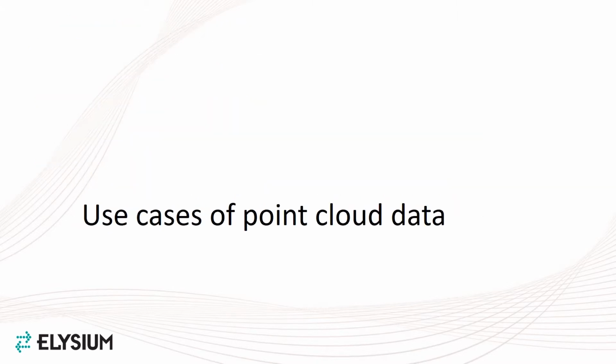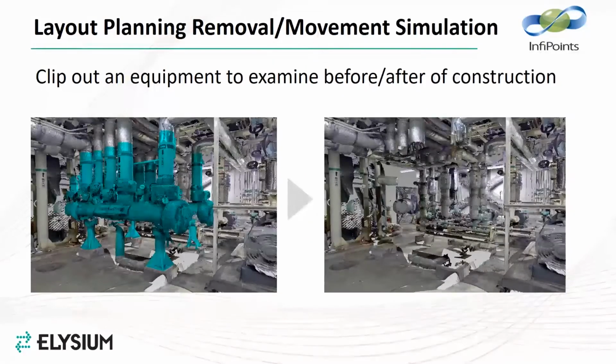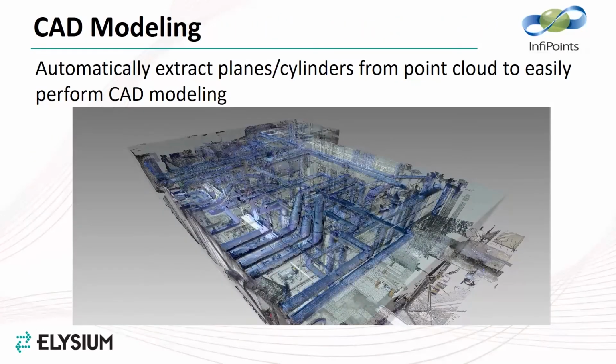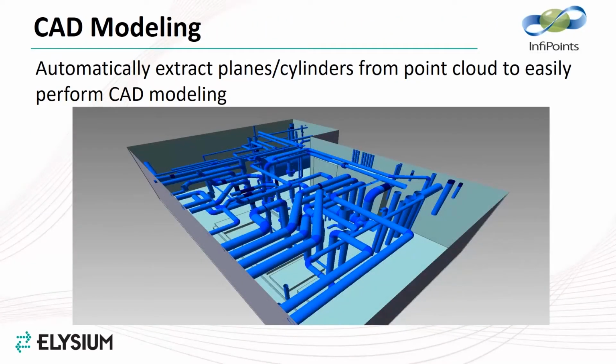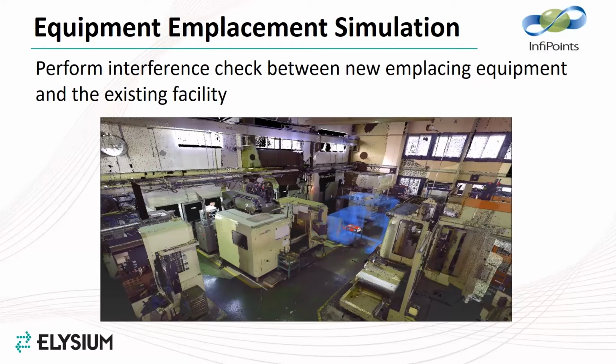Some use cases that point clouds are used for in general: digital measurements, being able to easily measure equipment and facilities without the dangers that can come with hand measuring. Layout planning with simulations, being able to clip out, remove, and examine equipment before or after construction. CAD modeling, automatically extracting planes and cylinders from point clouds, and modeling in general using an existing environment. Equipment and placement, using the point cloud to perform collision detection with the existing facility without having to physically be there and move equipment around.